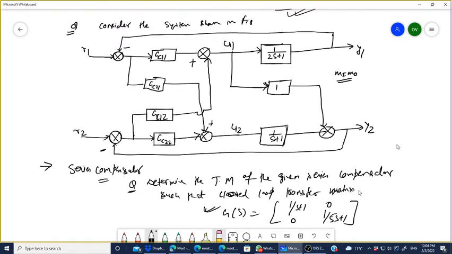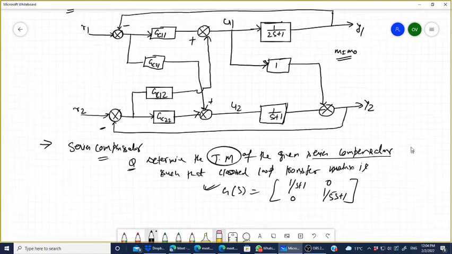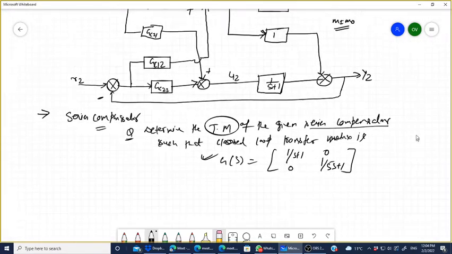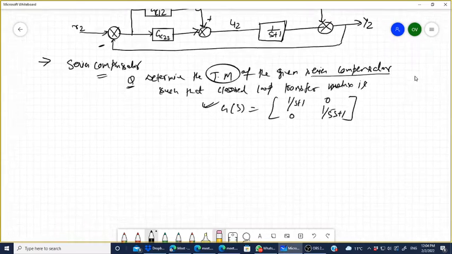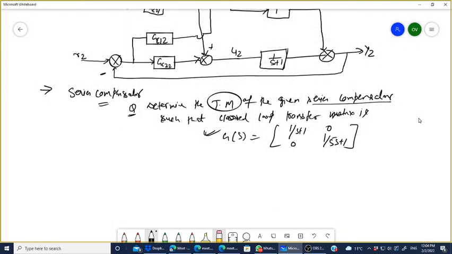Closed loop transfer matrix is given, and you have to calculate the transfer matrix of the overall series compensator, right? So this is the problem. Now how do you proceed to solve this problem? Before going to the details of the solution, you have to understand how to solve such type of uncoupled or coupled problem, right?